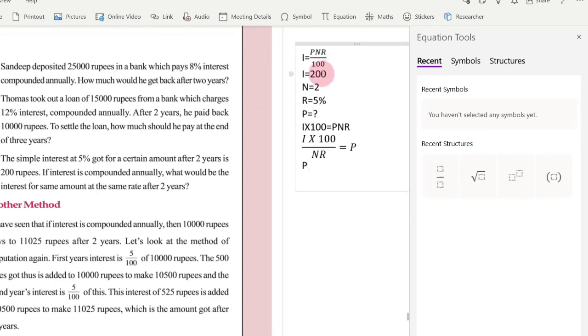What is I here? I is equal to 200. What is N? N is equal to 2. What is R? R is equal to 5. So substitute all these values in the equation. We have P, so let us find out P.